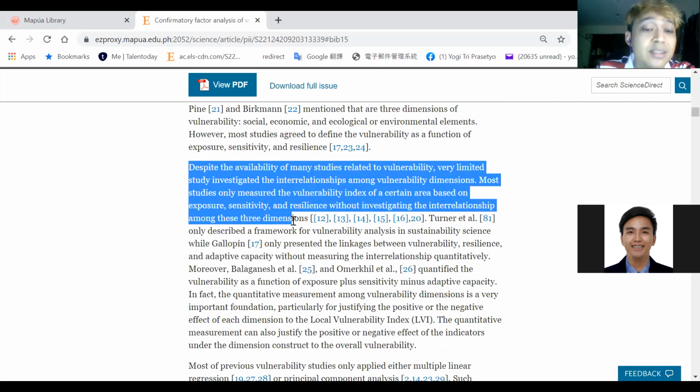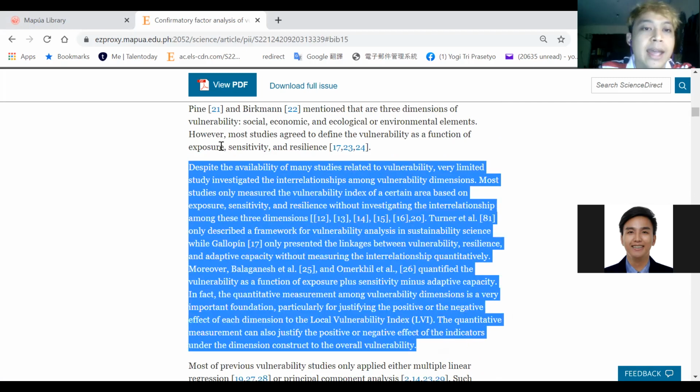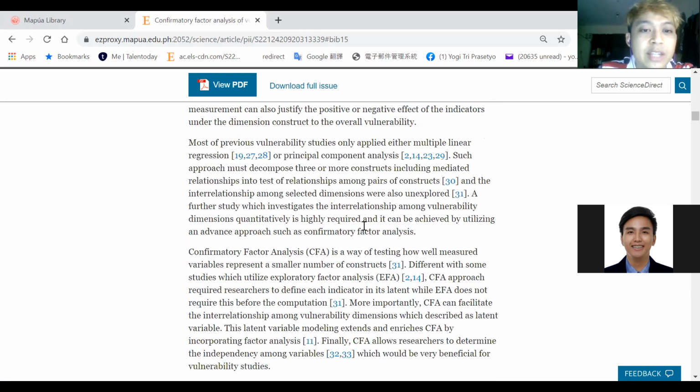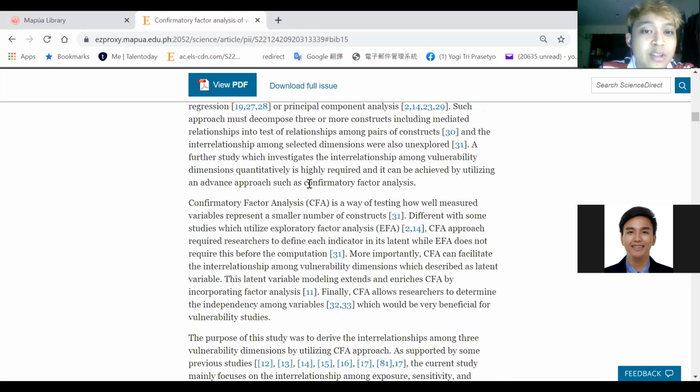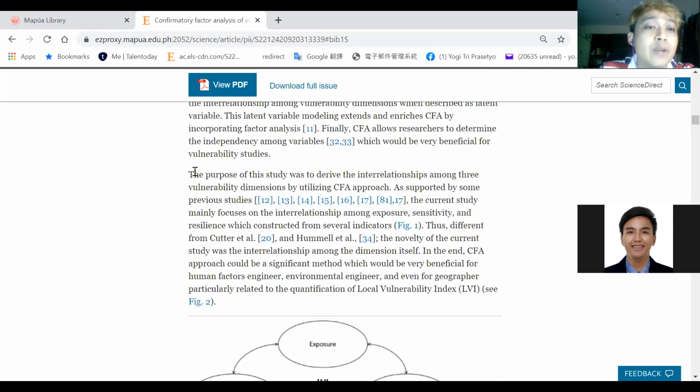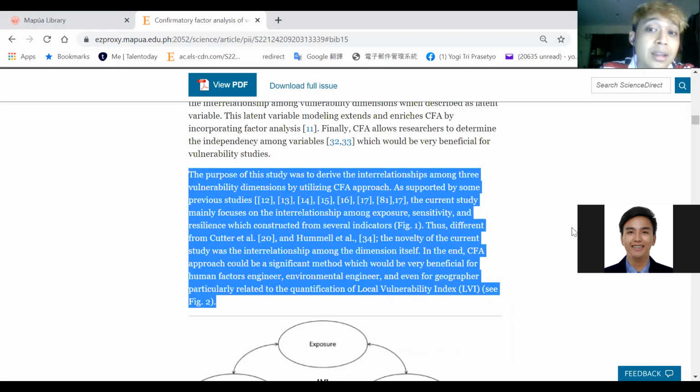What's wrong with this one? This is the research gap. What about this one? This is another paragraph of research gap. Look at this one: advanced approaches such as confirmatory factor analysis. This is one I define. CFA is, and so on. Then what? The purpose of the study.